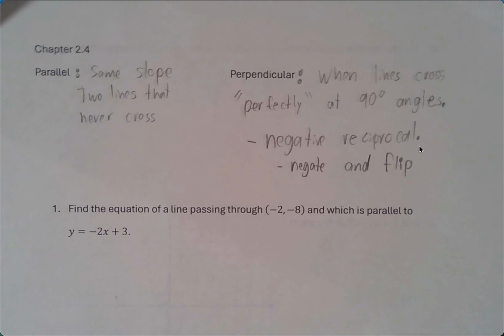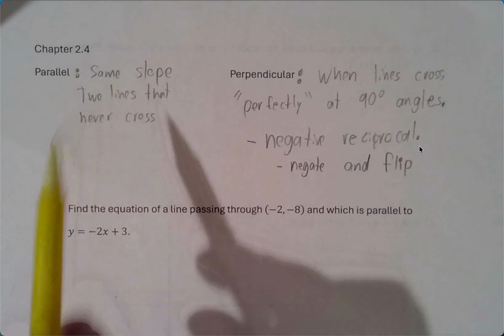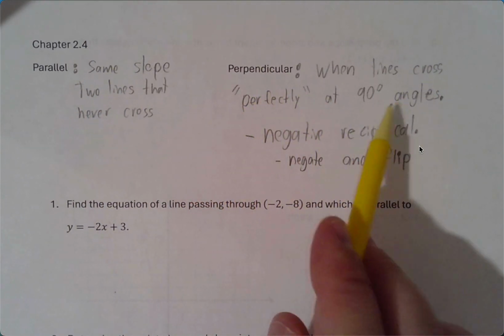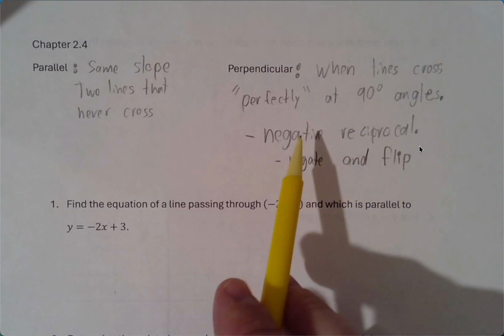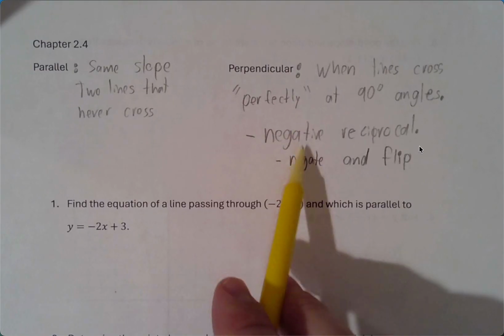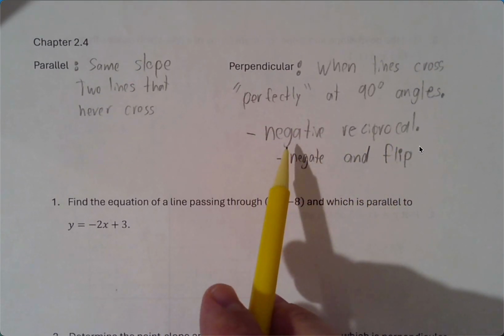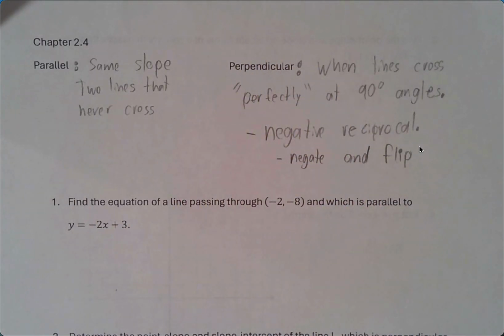Okay, so we just learned that parallel lines have the same slope, so if they tell you a slope, copy it. Perpendicular means you're going to cross perfectly at a 90-degree angle, which means you're not the same slope. You're whatever the slope was, but negated and flipped. Or to say it more as a mathematician, you found the negative reciprocal of your given slope.